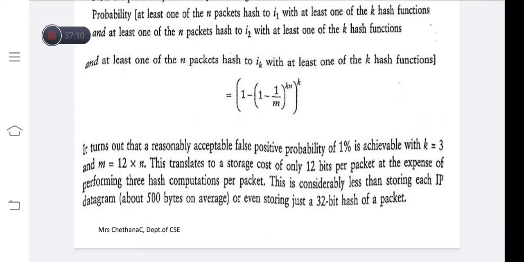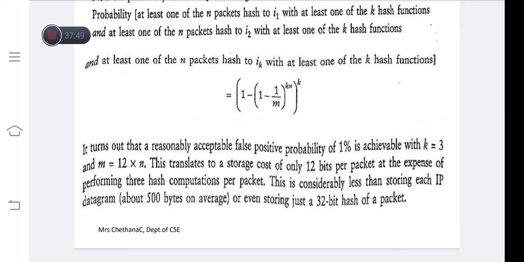This is the equation. It turns out that a reasonably acceptable false positive probability of 1% is achievable with k equal to 3. That means we use 3 hash functions and m will be 12 times n. This translates to a storage cost of only 12 bits per packet, at the expense of performing 3 hash computations per packet.